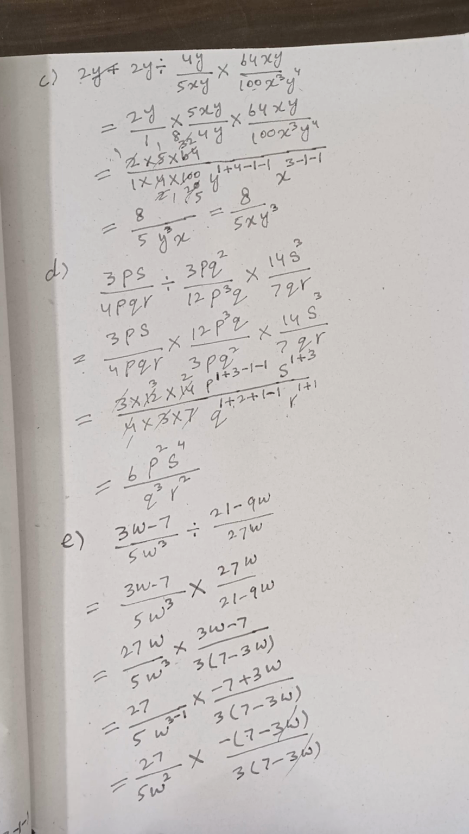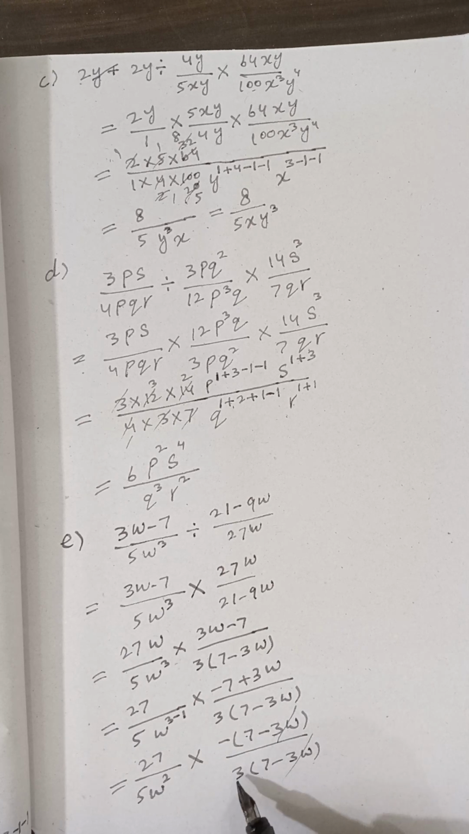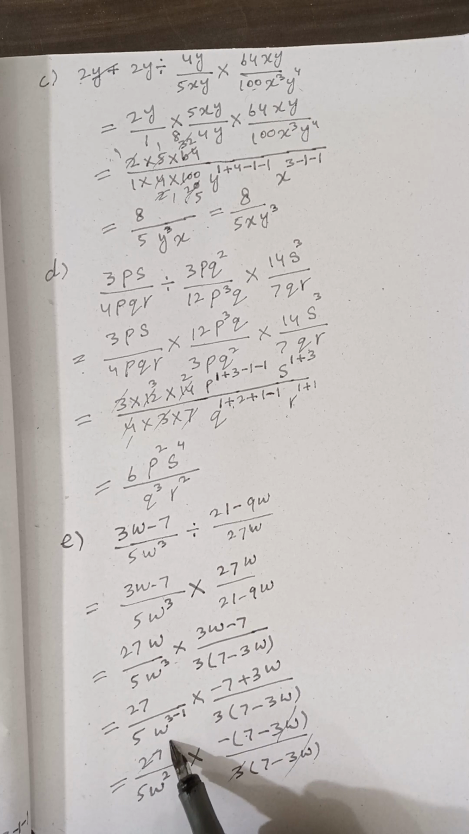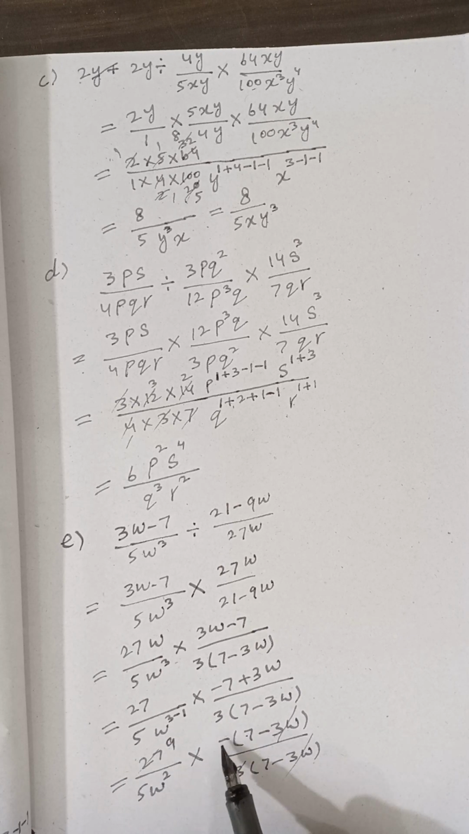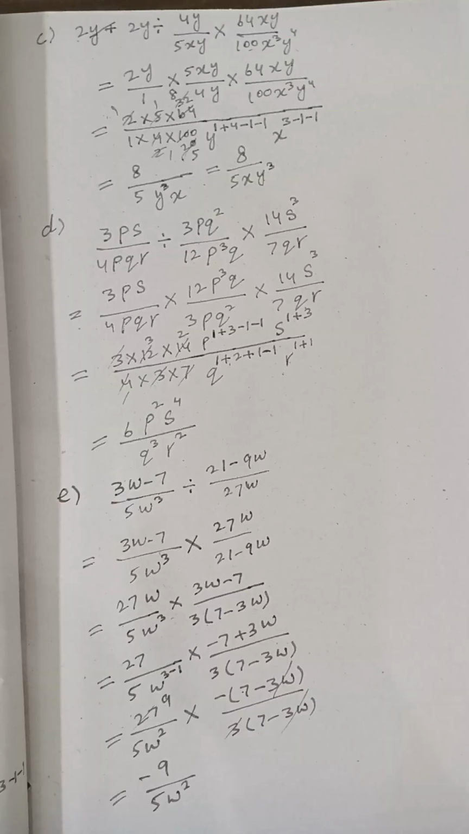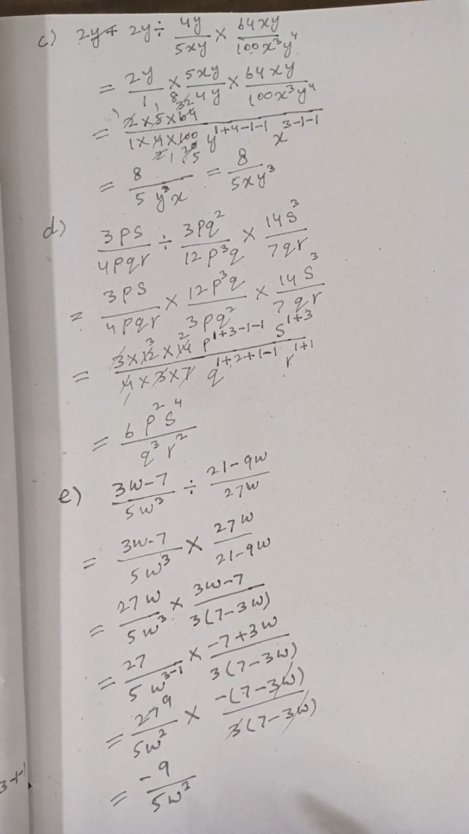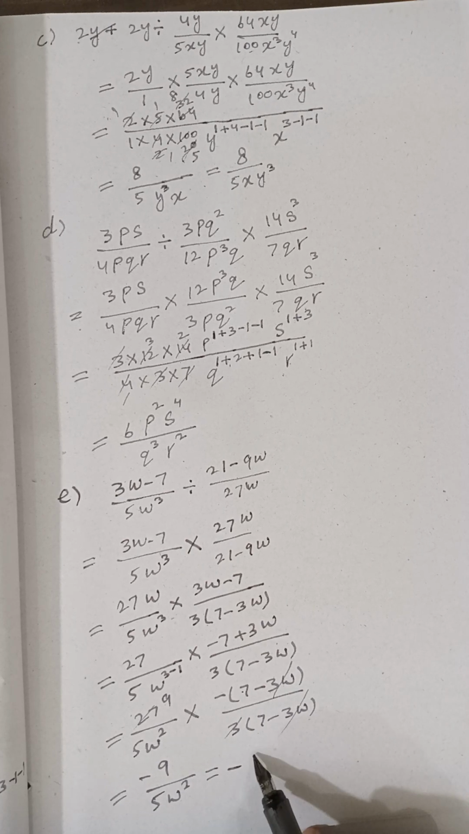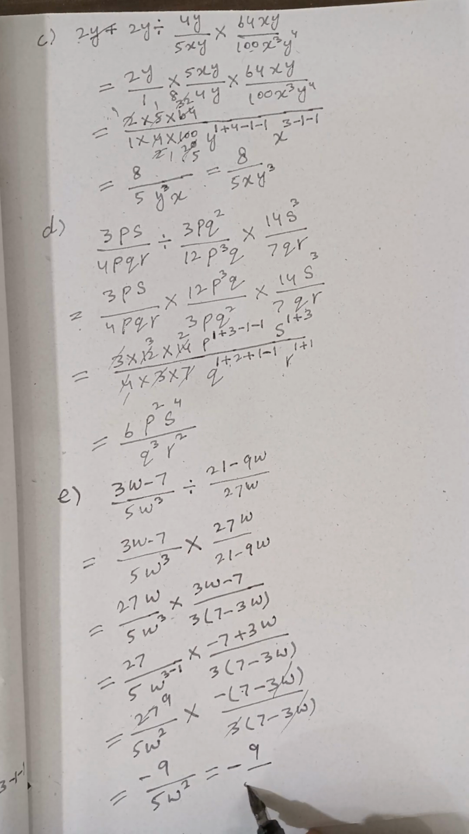So now the answer is, you can cancel this. 3 9s are 27. 9 here. This minus sign will be multiplied by 9. Minus 9 over 5W squared. Exponent 2. Minus 9 over 5W square is our answer. You can write this minus sign in between both the terms, no matter.